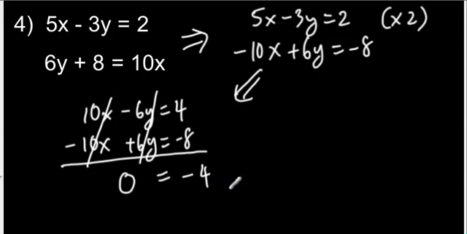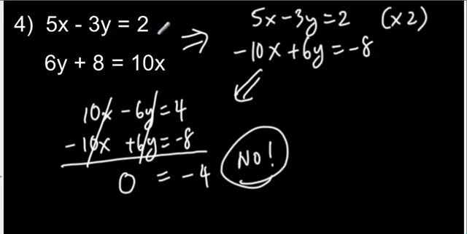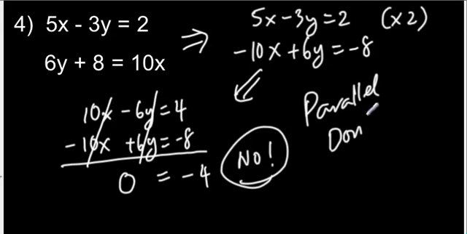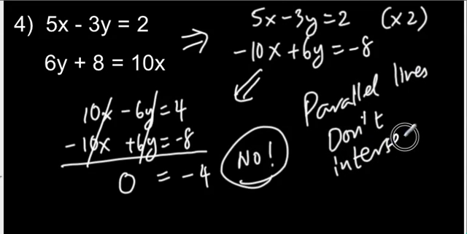Now is this true? Can 0 equal negative 4? No. So what that means is that these two are actually parallel lines. Whenever you have a situation where one side is not equal to the other, that means they are parallel lines. Parallel lines don't intersect. So therefore, there is no point of intersection.